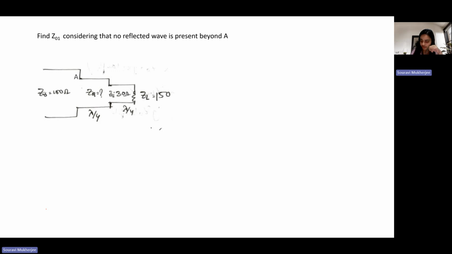Now this is an interesting question where you have multiple transmission lines, one after the other. And it is said that you have to find the characteristic impedance of this part of your line. You have to find Z01, considering that no reflected wave is present beyond A. So, how do we do it?